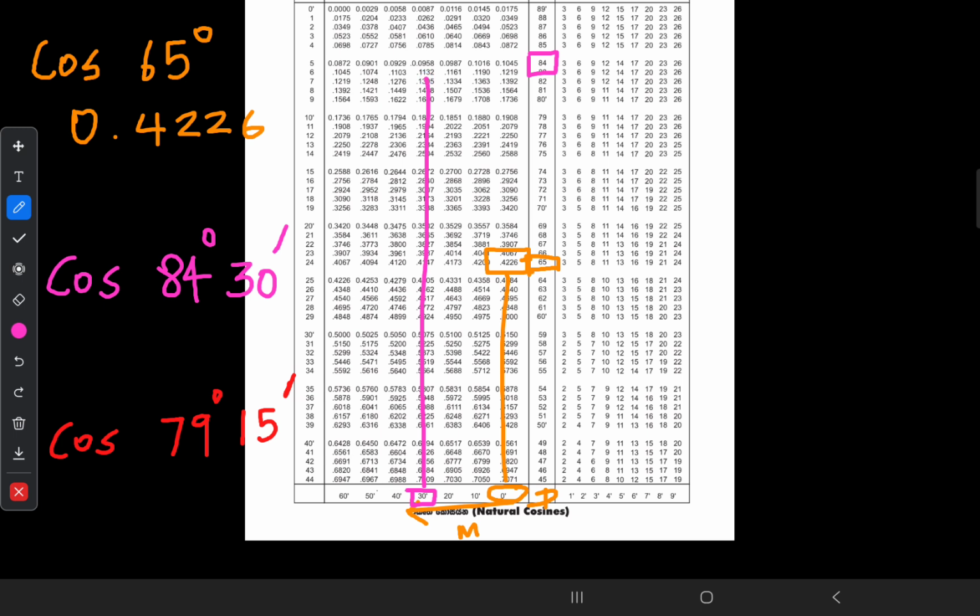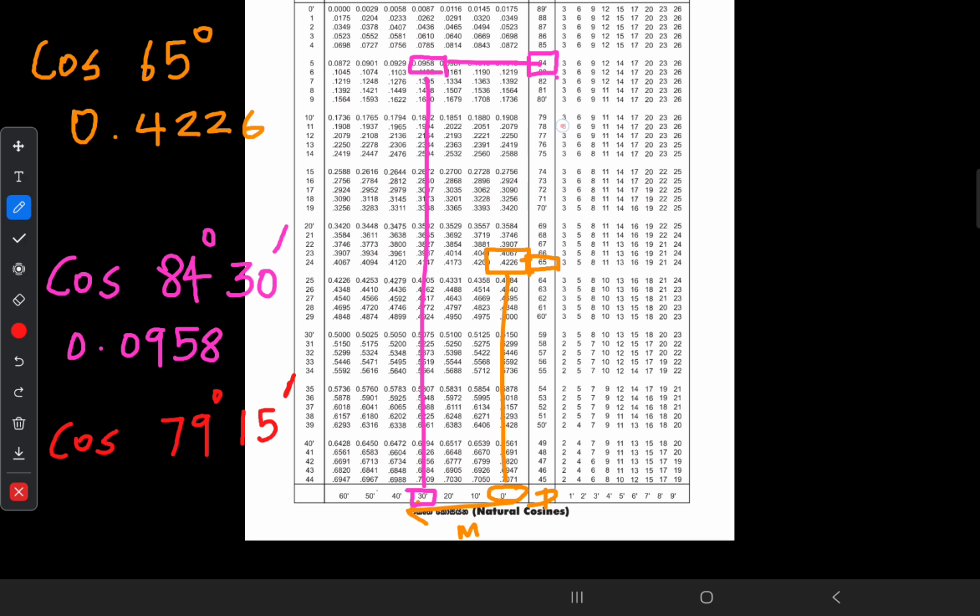Let's connect both of them. So 84 degrees and 30 minutes would be 0.0958. That's the answer. For the next one, 79 degrees 15 minutes.